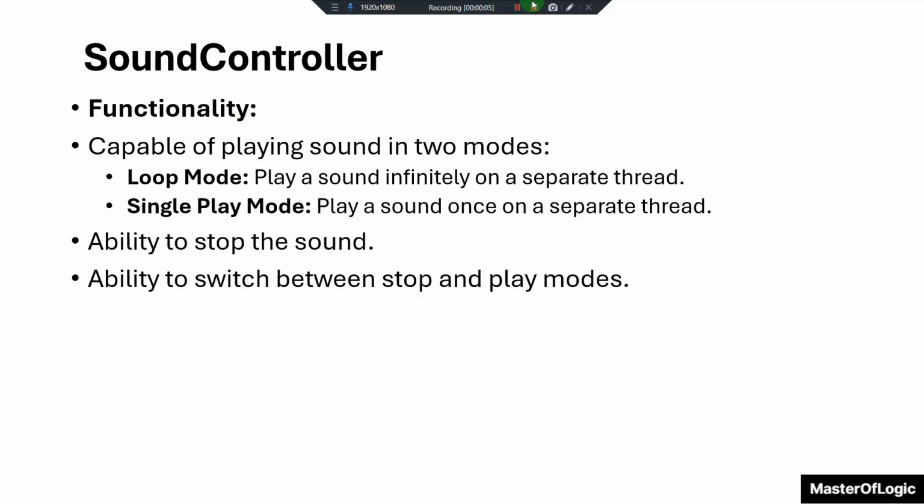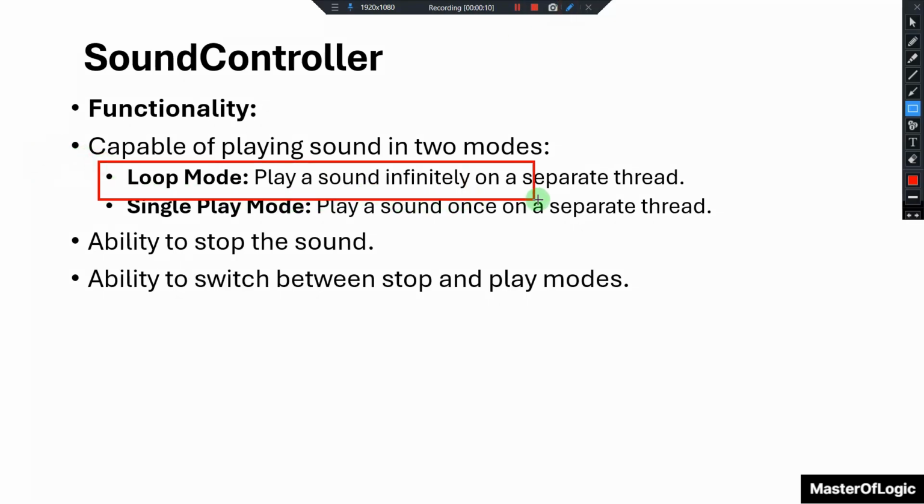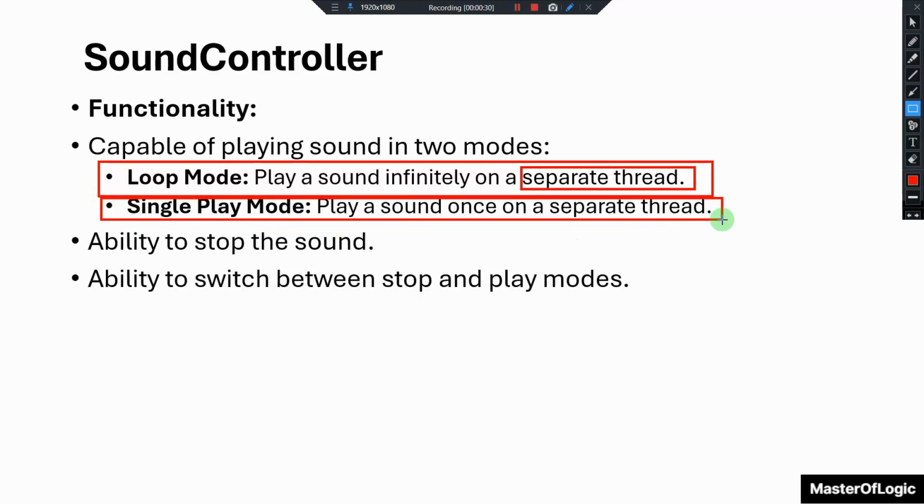One, the sound controller should be able to play a sound in loop mode. When we say loop mode, we mean play a sound in an infinite loop. And we are doing this on a separate thread because we want the user to still have the ability to interact with the process while the sounds are being played. Next, the sound controller should also have the ability to play the sound in single mode. When we say single mode, the sound gets played, and once the clip is complete, the sound automatically stops.